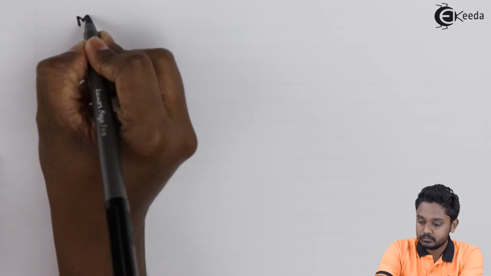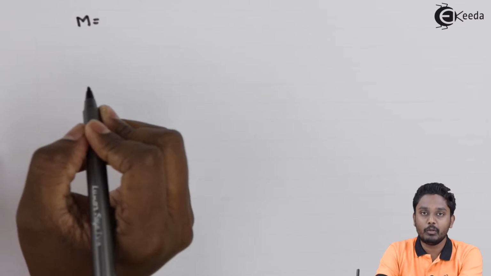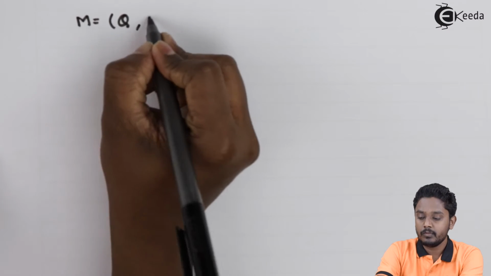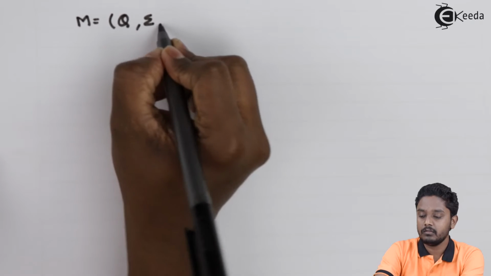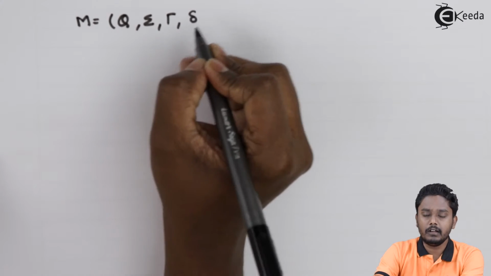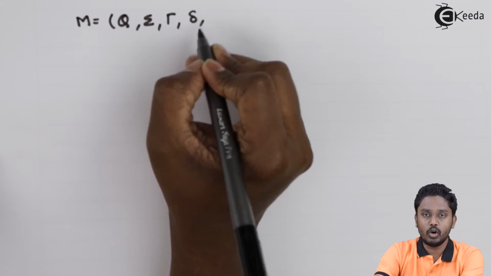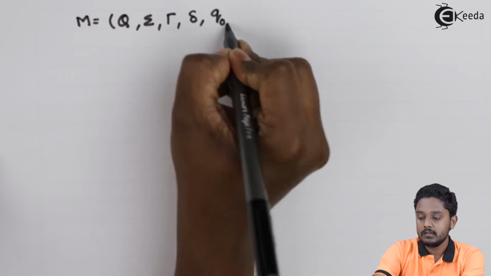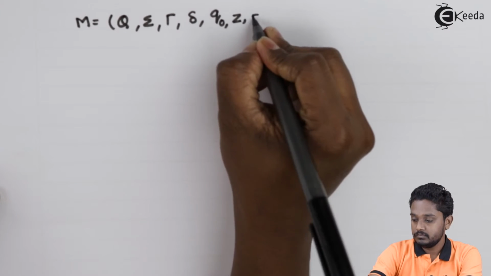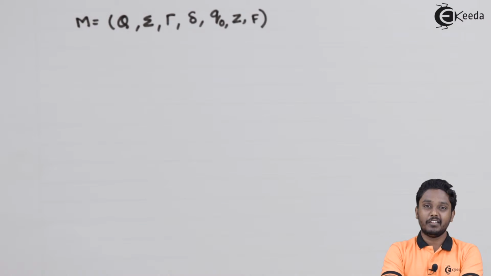Let us say M is the machine. We know the components are Q, sigma, tau, delta, Q0, Z, and F. The states used are Q0 to Q9.